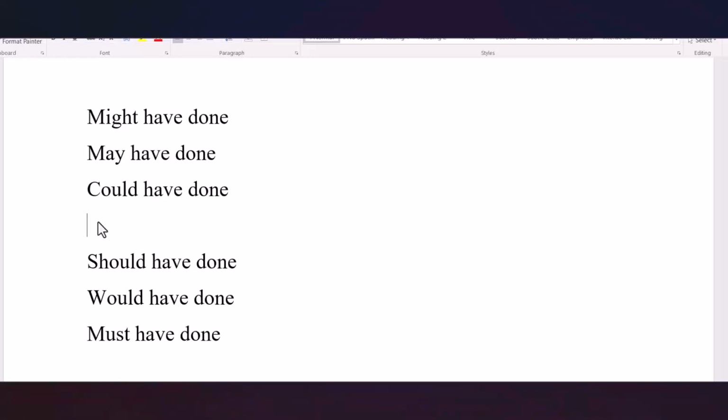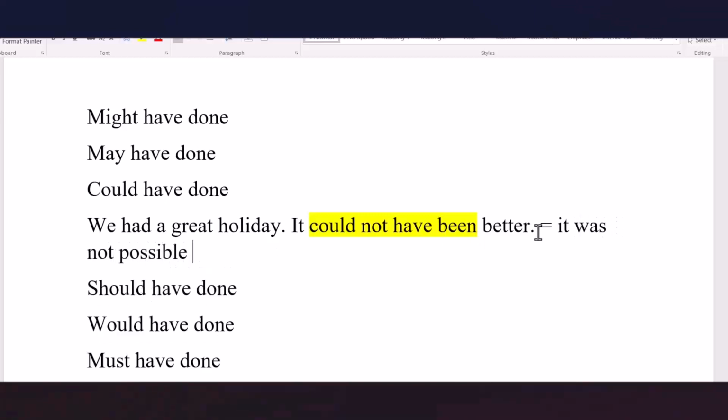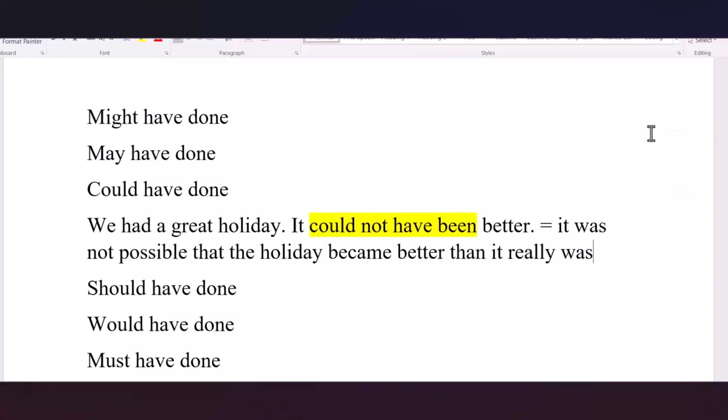For example, you say, we had a great holiday. It couldn't have been better. When you say we had a great holiday, it couldn't have been better, you mean that it was not possible that the holiday became better than it really was. It couldn't have been better, or equally, it was not possible that the holiday became better than it really was.